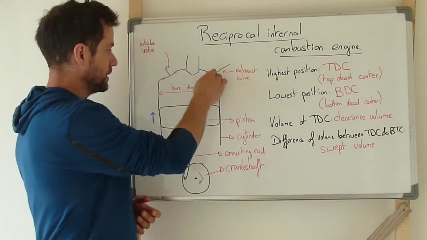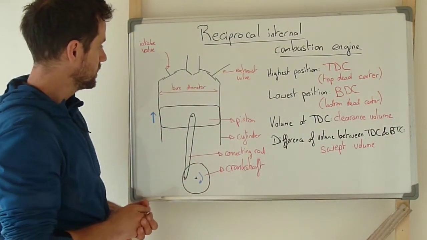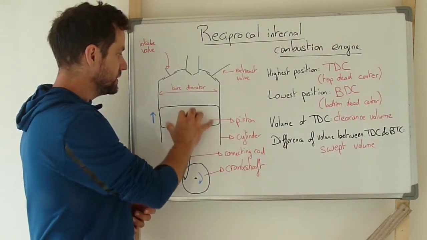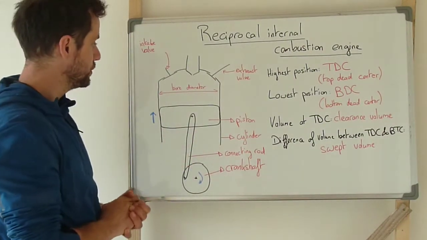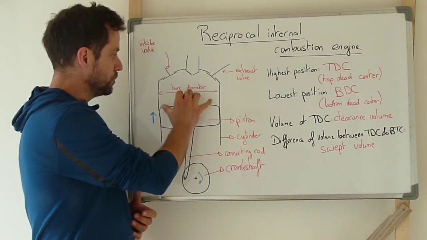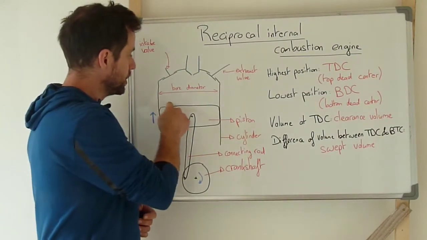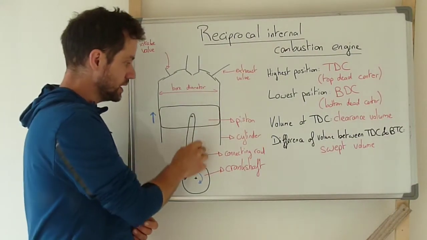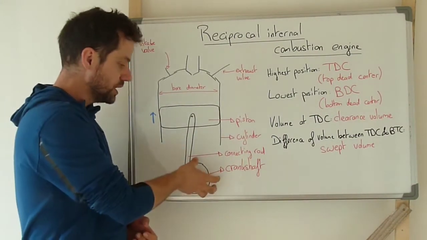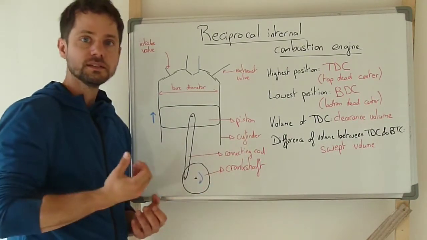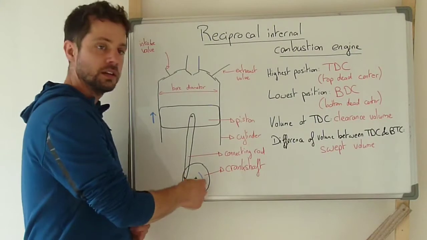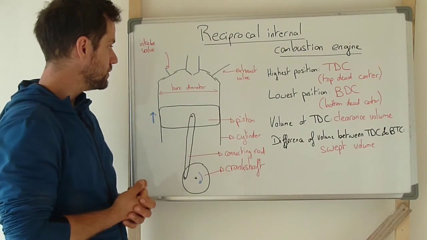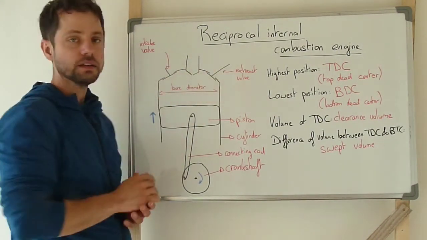So we have a cylinder, a volume in which a piston will have an up and down movement. The piston will change the volume we have inside the cylinder. The piston is connected with a connecting rod to a crankshaft, and there is a translation to rotation movement transformation thanks to this system.